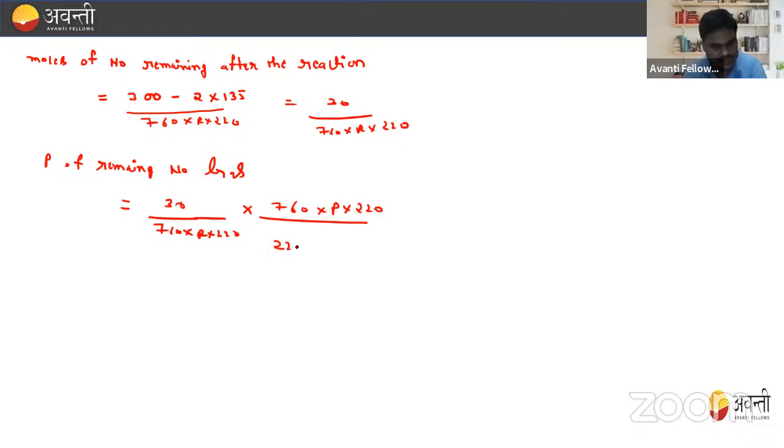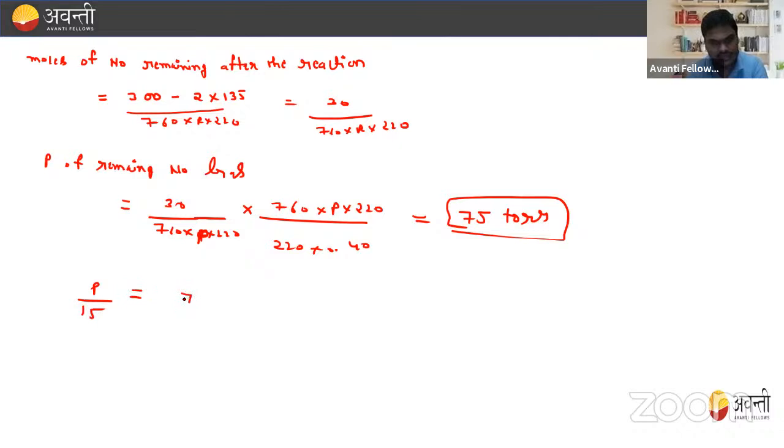So I'm putting the value, that is 220 into 0.40. R is already cancelled, so it becomes 760 into 220, and this is P. So P equals 760 into 220 into 0.40 over 220, which comes out to be 75 torr. So this is the pressure. In this question they are asking P by 15. So what is P by 15? This is 75 upon 15, which comes out to be 5.